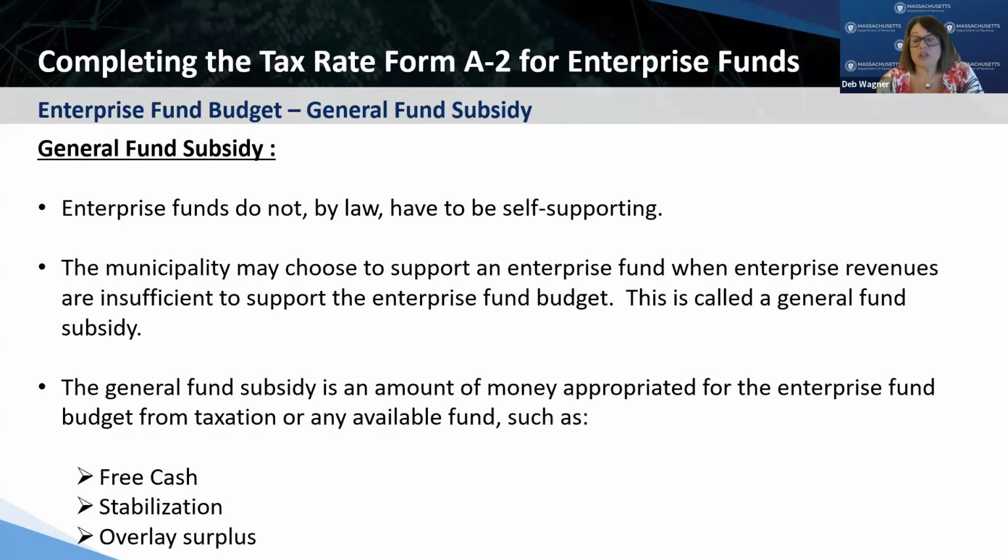A municipality may choose to support the enterprise fund when revenues of the enterprise fund are insufficient to cover the enterprise fund budget. And this is called a general fund subsidy. A general fund subsidy is an amount of money appropriated for the enterprise fund budget from taxation or any available fund such as free cash, stabilization, or overlay surplus.